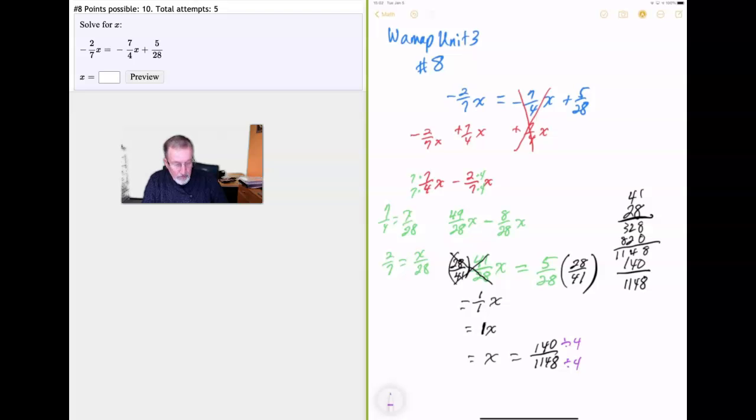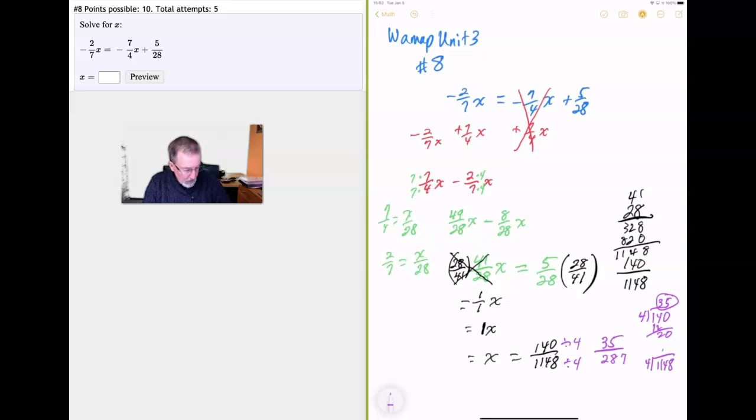So 4 goes into 140 35 times. Or you can do it this way: 4 goes into 14 3 times, that's 12, and 4 goes into 20 5 times. And then the bottom, 1148 divided by 4. 4 goes into 11 twice, leaving 3. Then 4 goes into 34 8 times, leaving 2. 4 goes into 28 7 times. So you can try it that way, or if you need, you can just divide 4 into 1148.